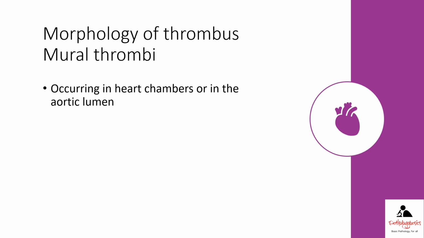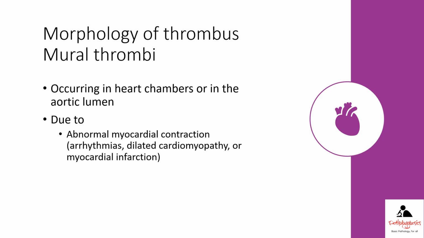Let's talk about mural thrombi. Mural thrombi are those that occur inside the lumen. The best example is in the heart chambers or in the aortic lumen. They happen due to abnormal myocardial contraction, right? When the heart is not able to contract properly, the blood accumulates inside the heart chambers. This is a procoagulant state. Thrombus can happen if the blood is not pumped out of the heart.